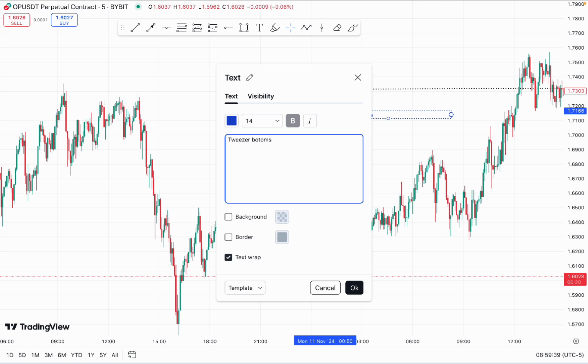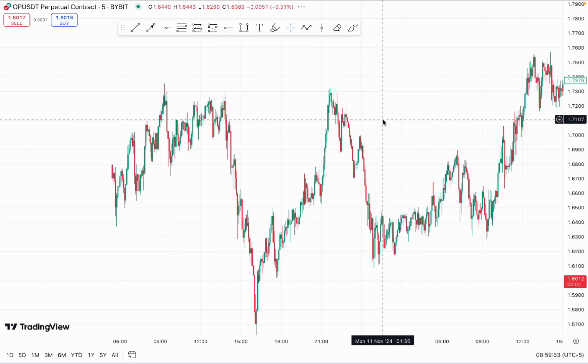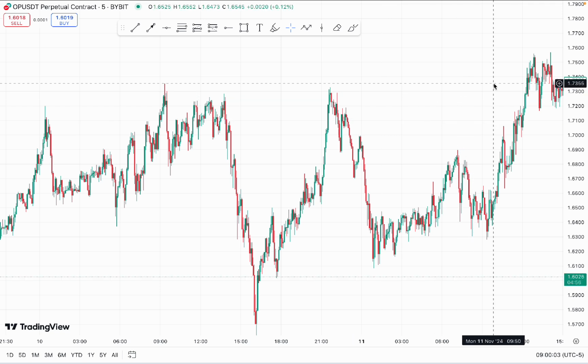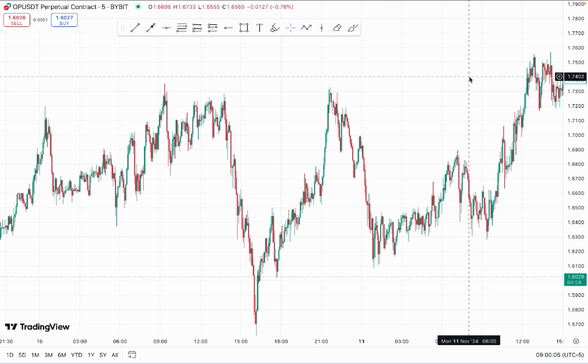Okay, I made a mistake with the spelling earlier. It's not double O, it's double E. So that's that about tweezer bottoms. I think the next that we have on the list is bullish Marubozu. Okay, and I will explain that in a few minutes.